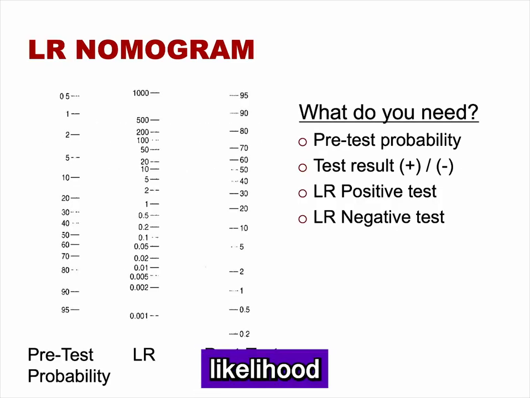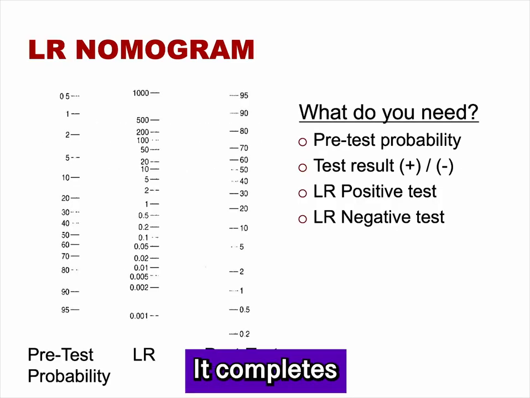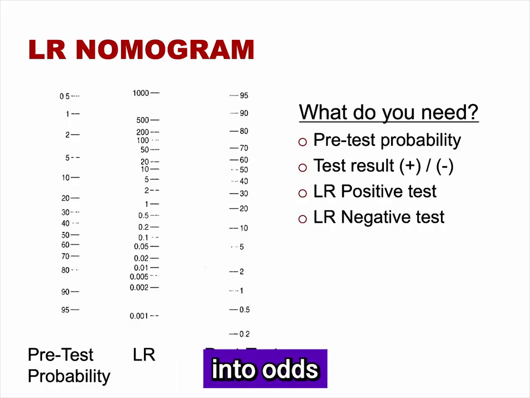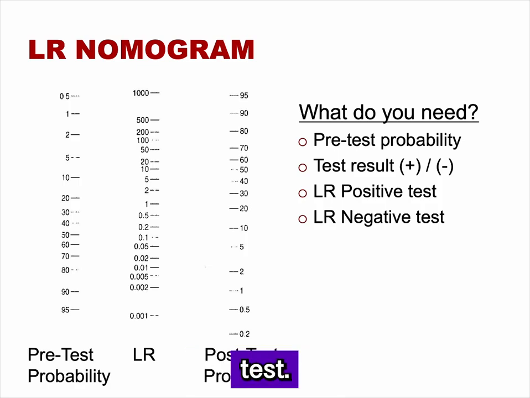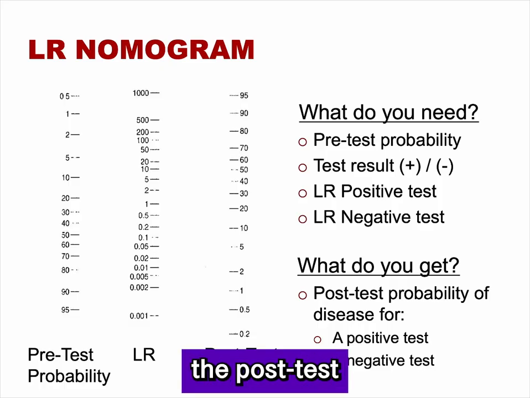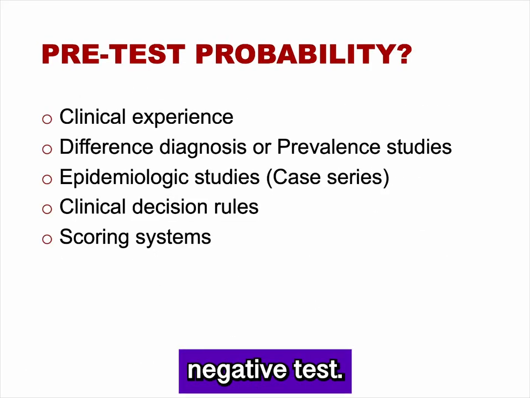This is the Fagan likelihood ratio nomogram. It completes the process of converting probability into odds and back again to probability. You start with pretest probability, the test result, positive or negative, and the likelihood ratio of a positive test and the likelihood ratio of a negative test. The result is the post-test probability of disease for both a positive test and a negative test.